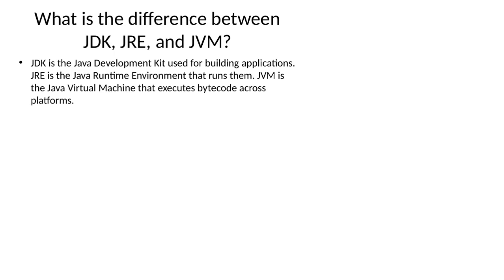The JVM, or Java Virtual Machine, is a part of the JRE responsible for actually running the Java bytecode, making it possible for the same program to run on different platforms without modification. In short, the JDK is for building Java applications, the JRE is for running them, and the JVM is the engine that executes the code on any device or operating system.